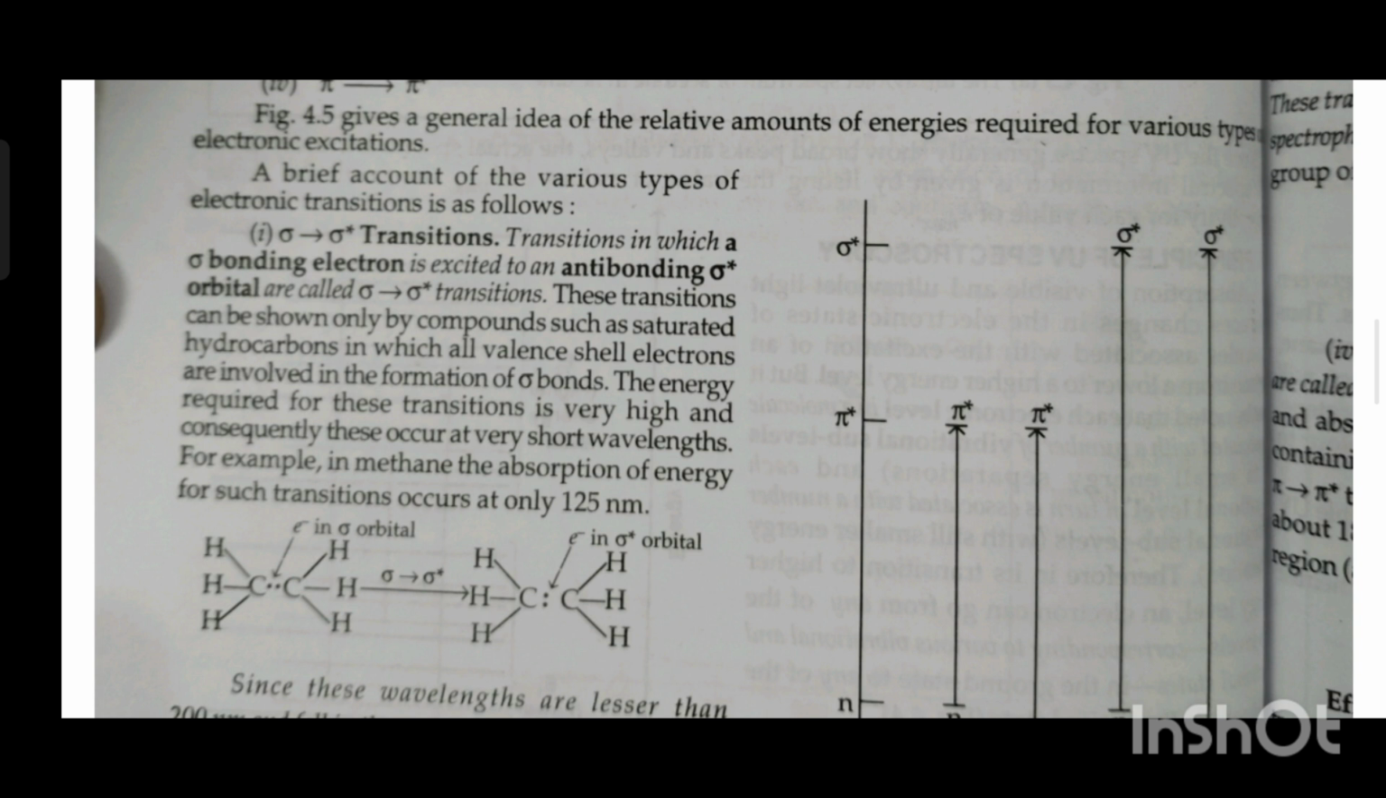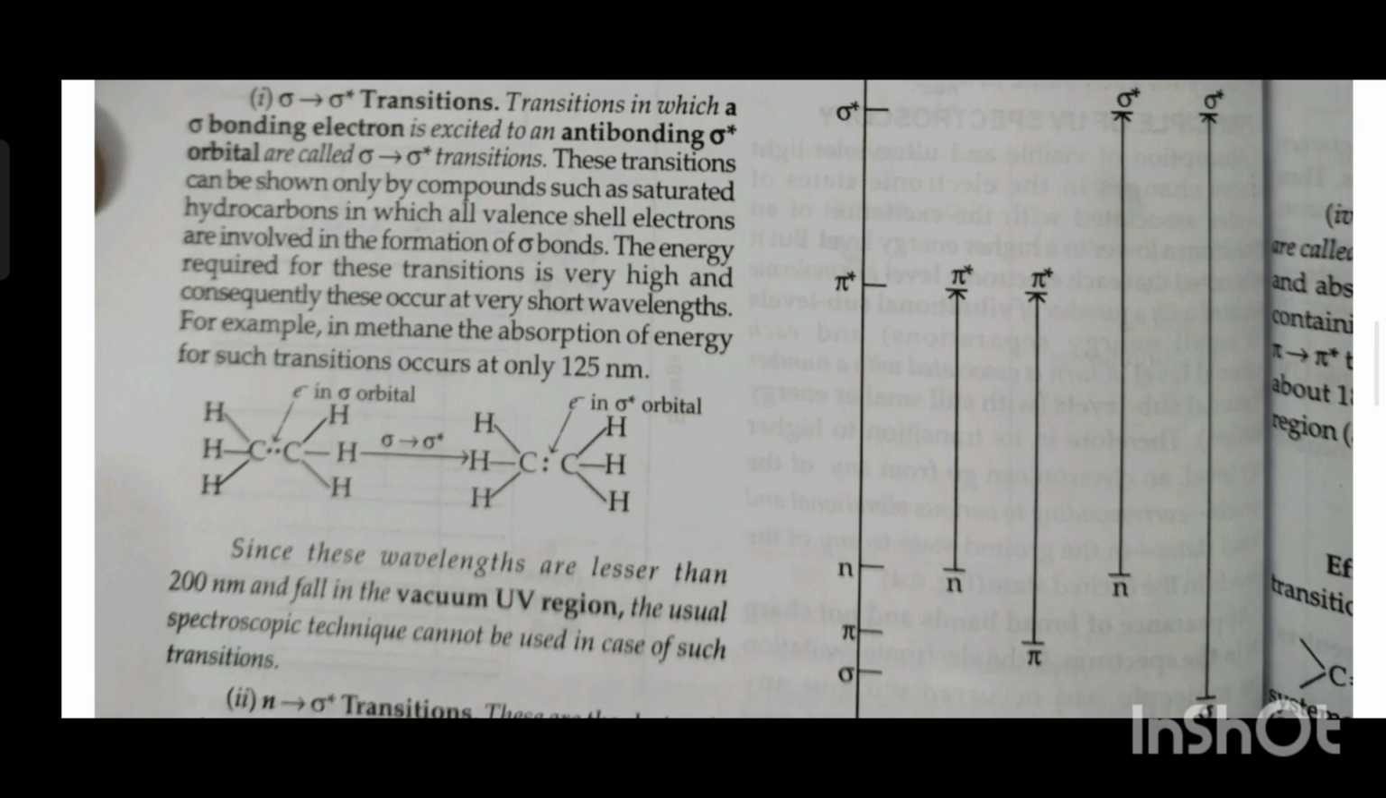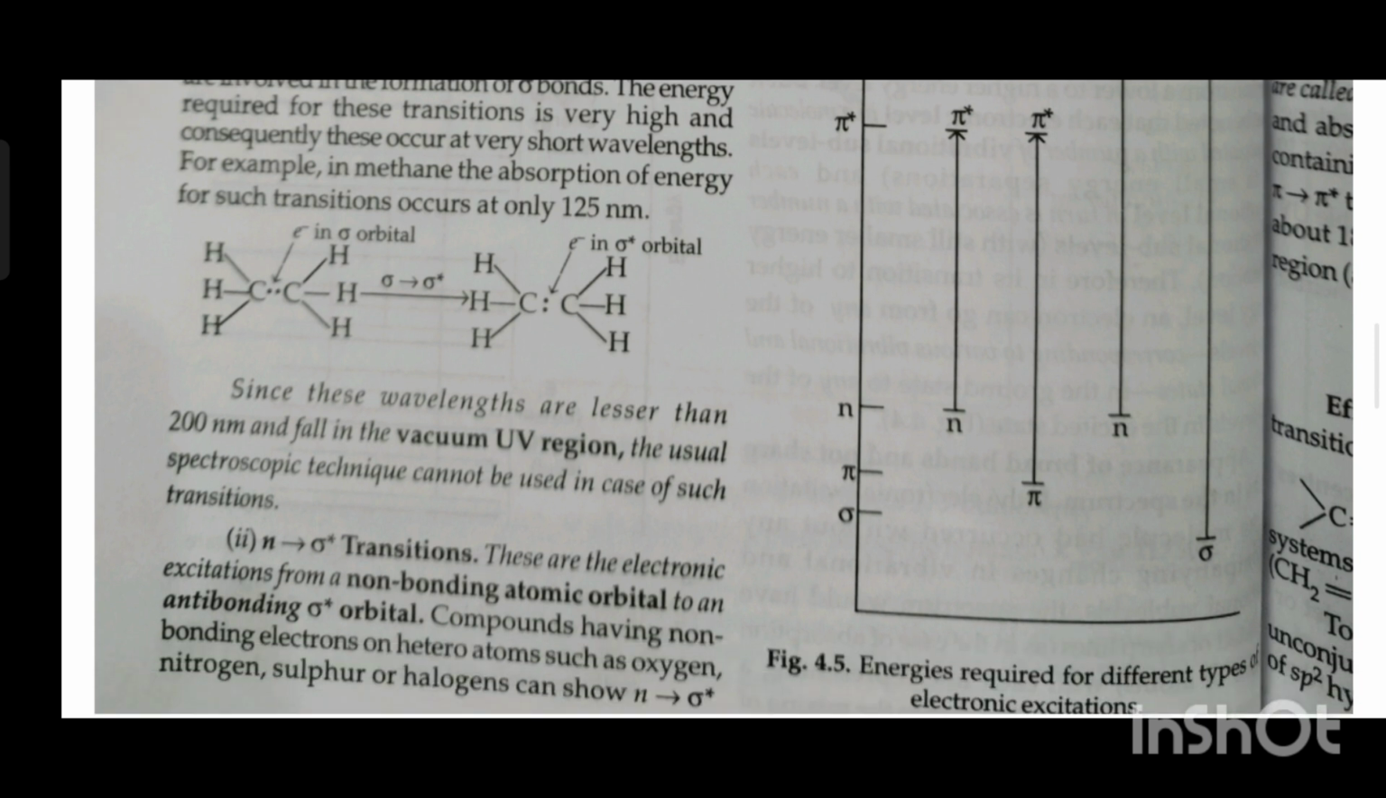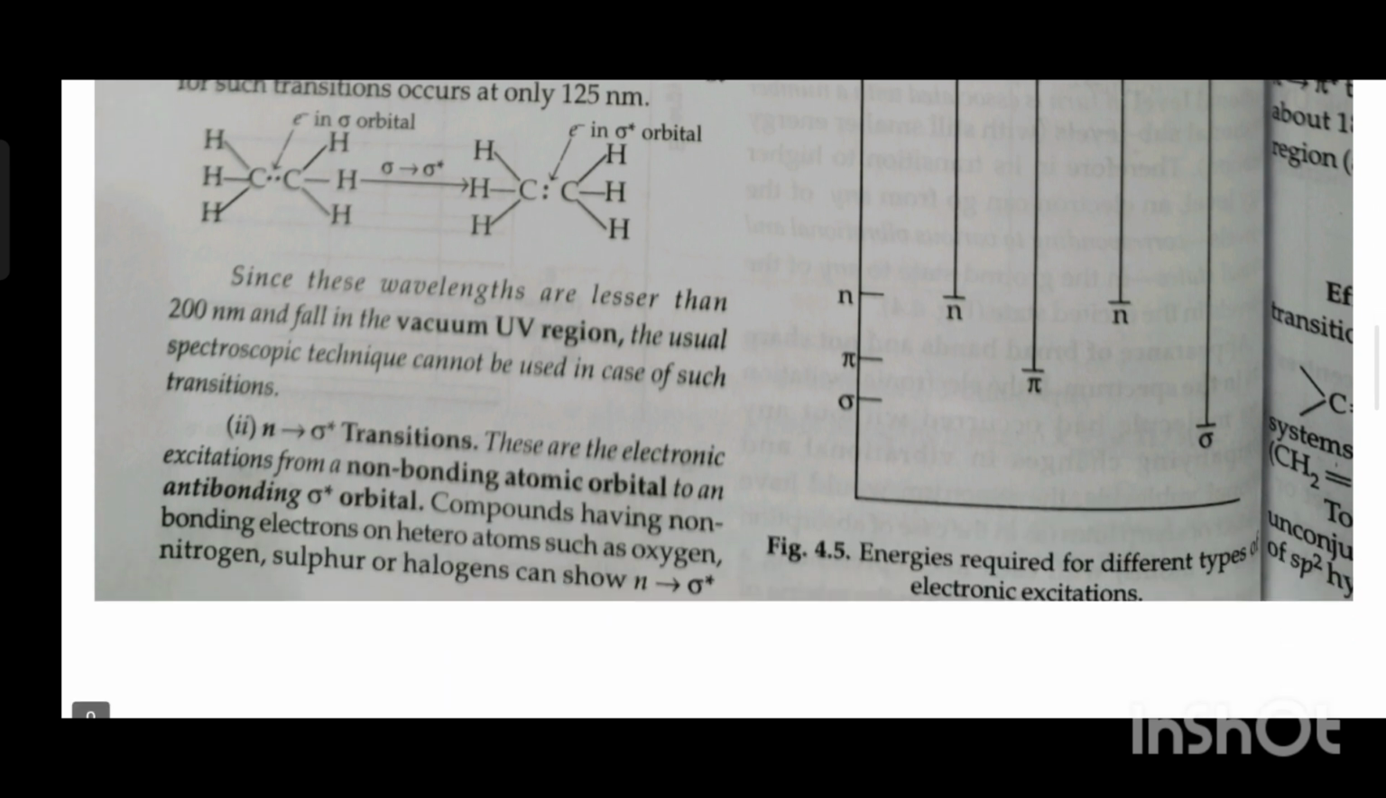The energy required for this transition is very high, and consequently it occurs at a very short wavelength. For example, in methane, the absorption of energy for this transition occurs at only 1 to 5 nanometer. Since these wavelengths are shorter than 200 nanometer and fall in the vacuum UV region, the usual spectroscopic techniques cannot be used in the case of this transition. Second, n to sigma star transition. These are electronic excitations from a non-bonding atomic orbital to an anti-bonding sigma star orbital.